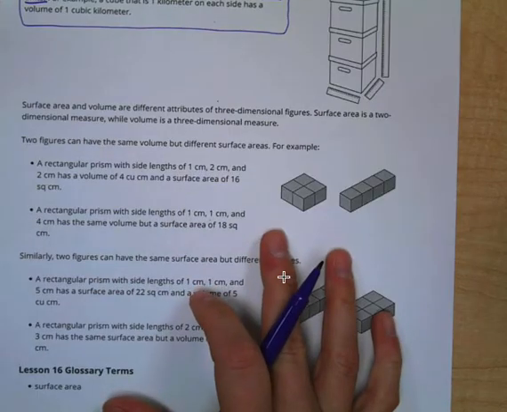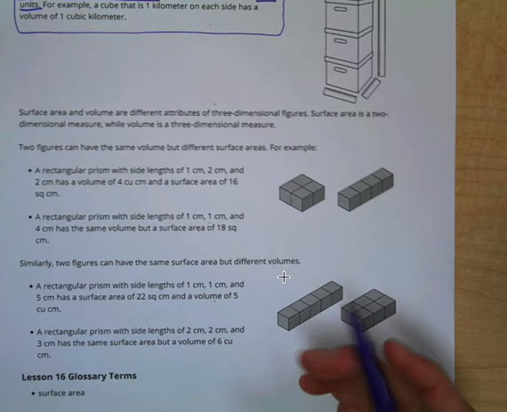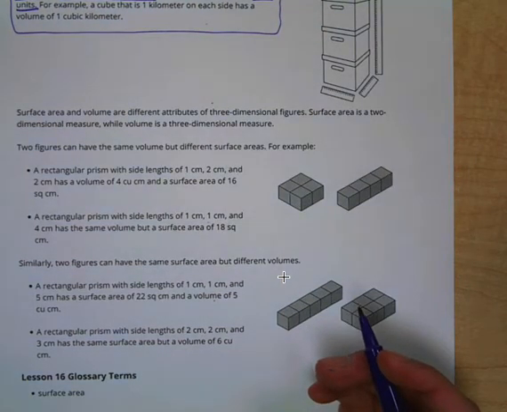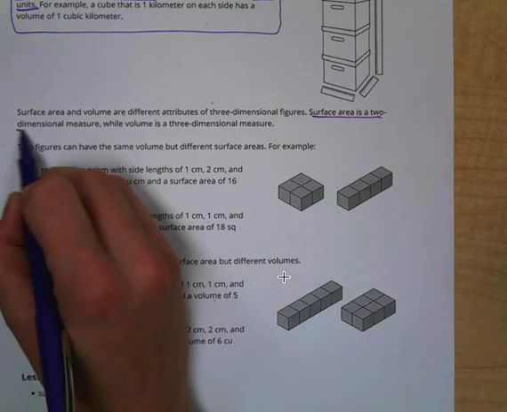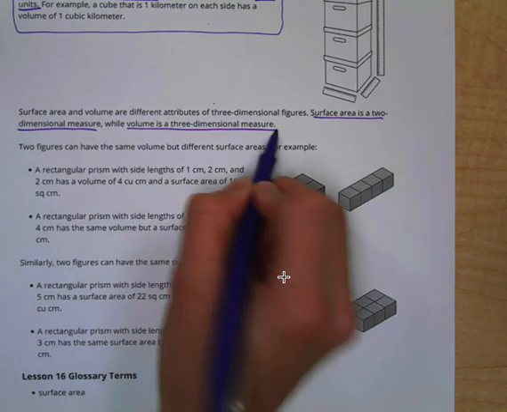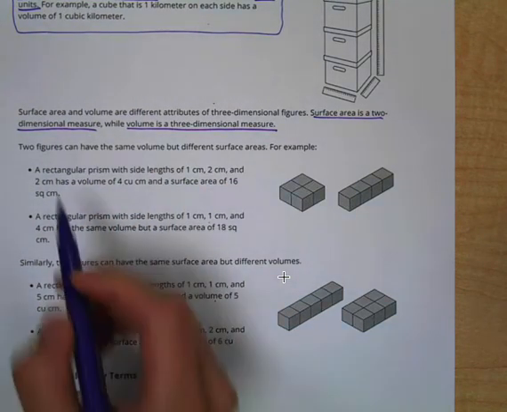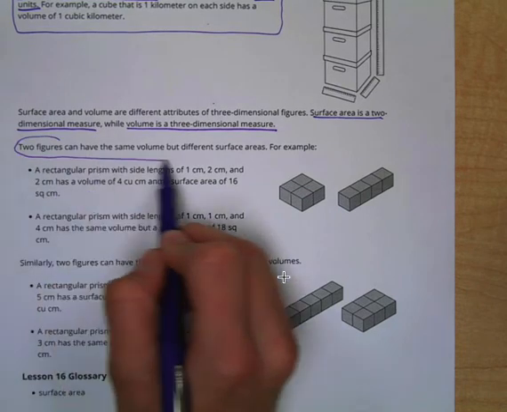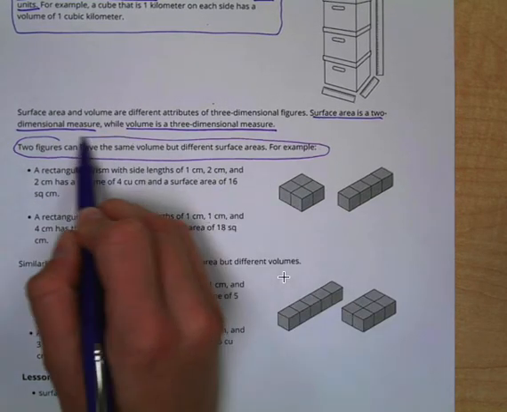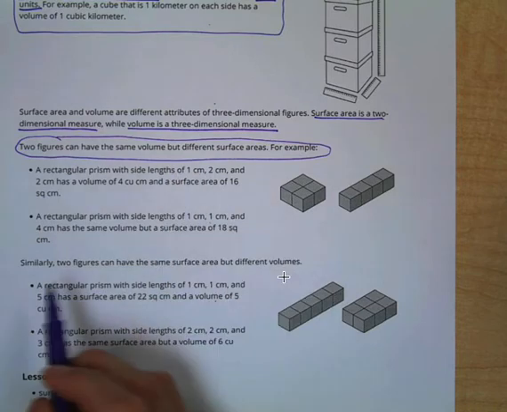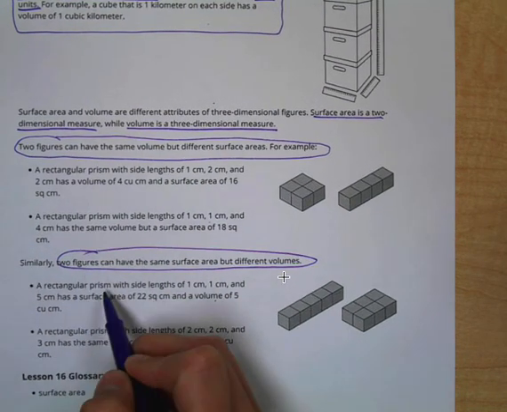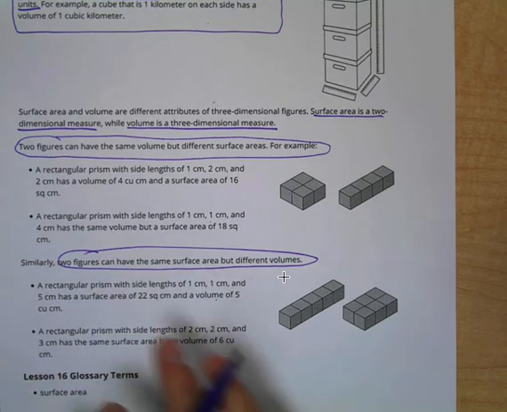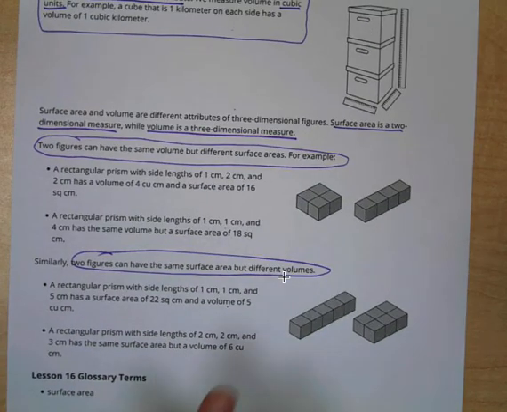Surface area and volume are different attributes of a 3D figure. So surface area is a two-dimensional measure, and volume is a three-dimensional measure. Two figures can have the same volume but have different surface areas, and you can read through this example. Or two figures can have the same surface area but different volumes, and you have another example. Remember, these are summaries, so not a lot to do. It's a summary of the lesson.